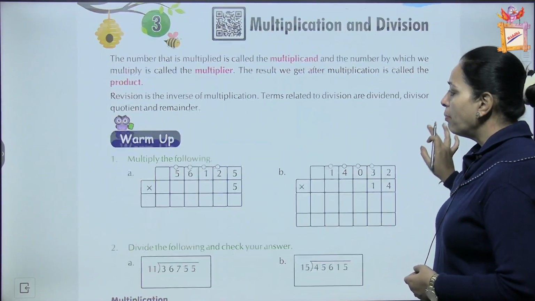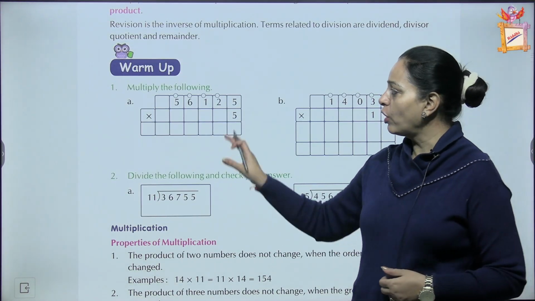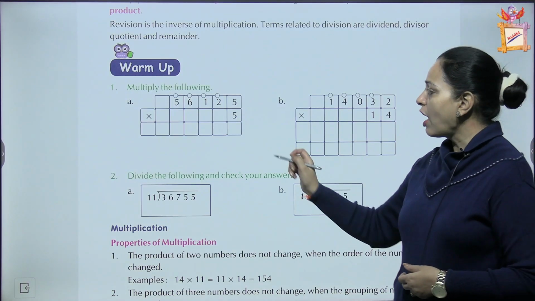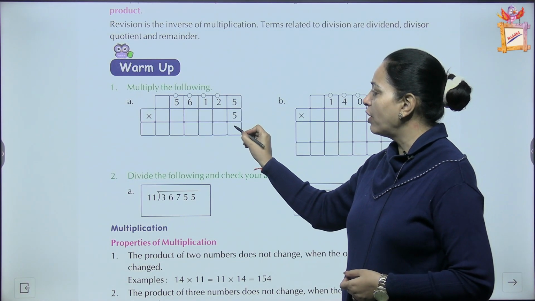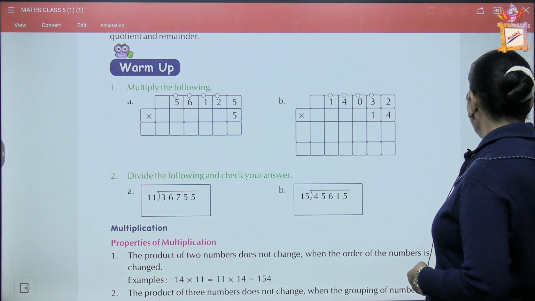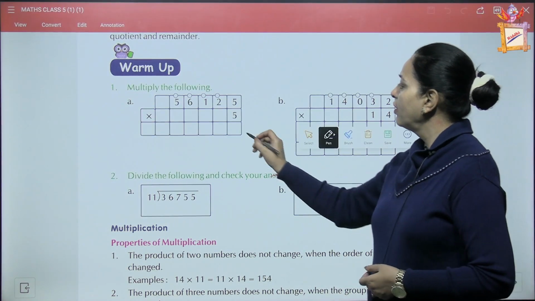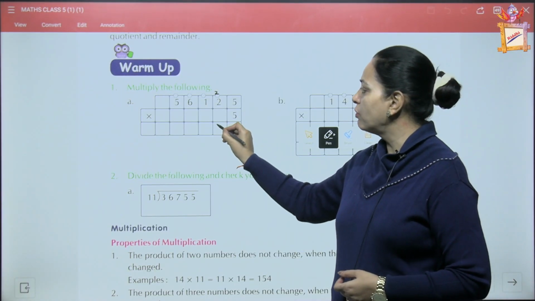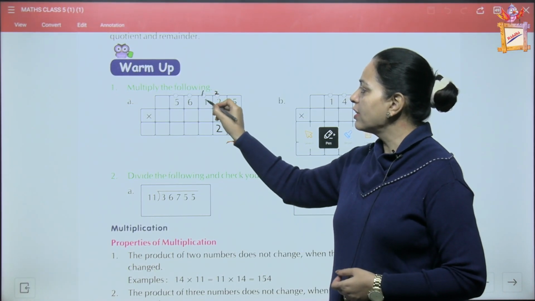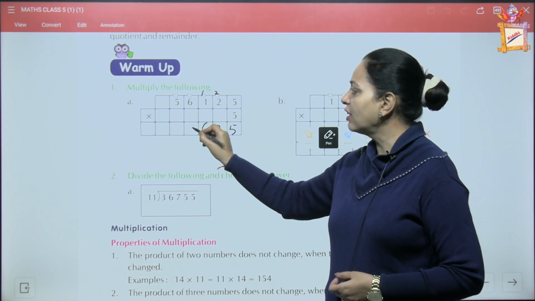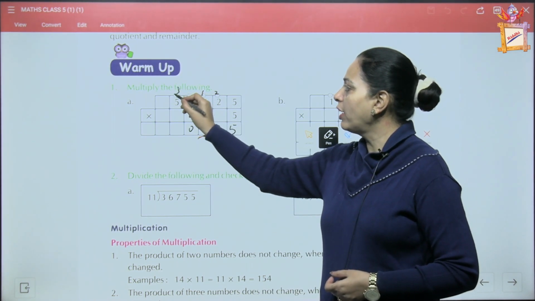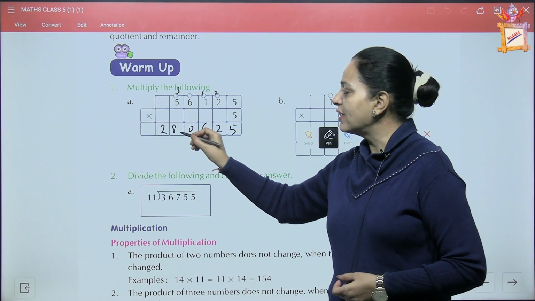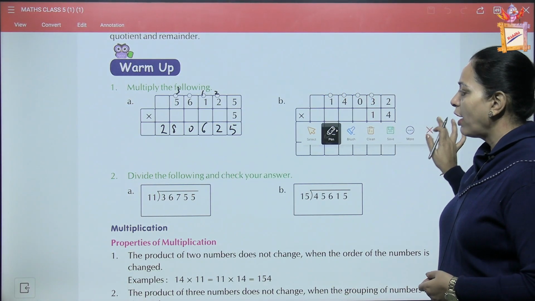So now warm up. The first one, multiply the following. So here we have to multiply this A part. This is very simple. See, start from ones digit. 5 5s are 25. So what to do? Write here 5 and 2 carry. 5 2s are 10 plus 2, 12. 2 here, 1 carry. 5 1s are 5 plus 1, 6. 5 6s are 30. 0 here, 3 carry. Then 5 5s are 25 plus 3, 28. This is the answer. Similarly, you can try B part.